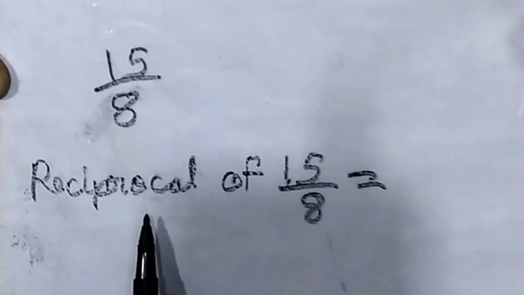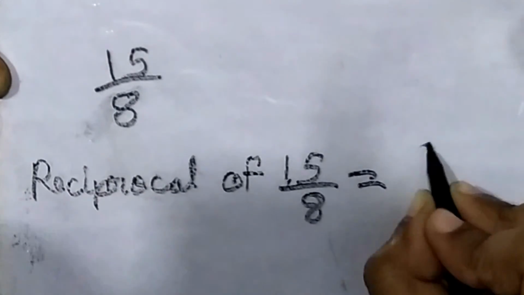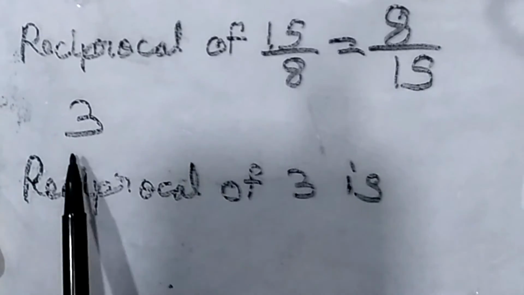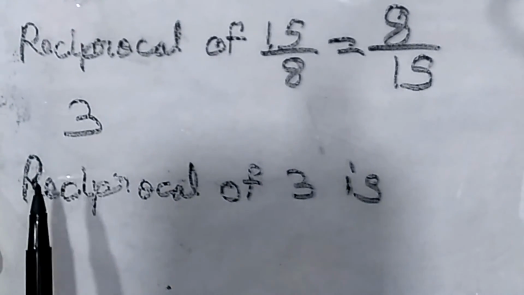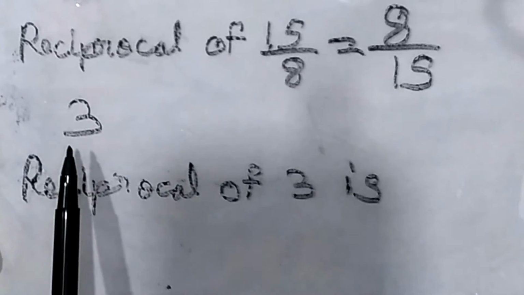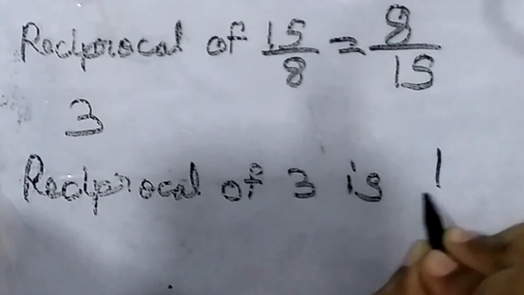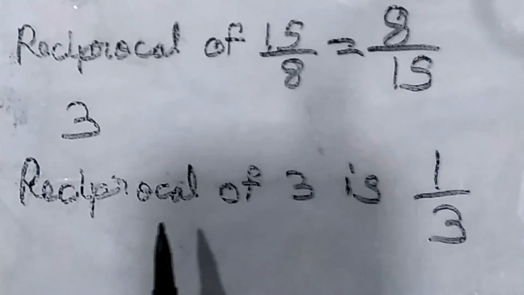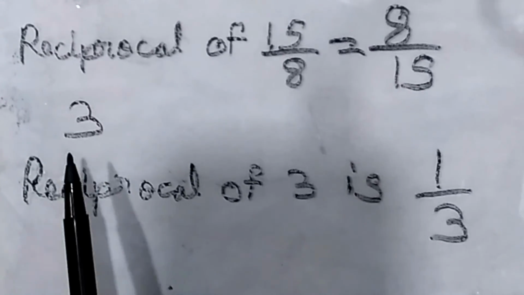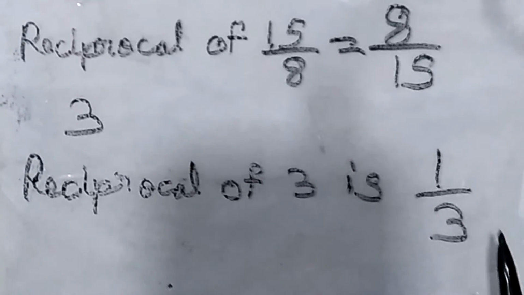Now the reciprocal or multiplicative inverse of 15 upon 8 will be 8 upon 15. Now see here there is the number 3. The denominator here is 1, so actually it is 3 upon 1. So the multiplicative inverse or reciprocal of 3 is 1 upon 3. So if we have any whole number, natural number or integer, then the reciprocal will be 1 upon that number.